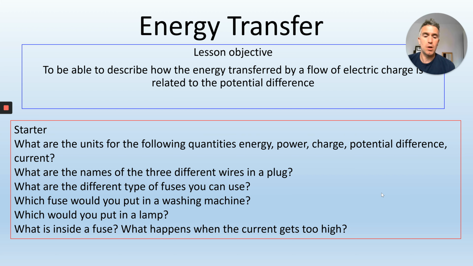What are the units for the following quantities? Energy, power, charge, potential difference, and current. What are the names of the three types of wire in a plug? What are the different types of fuses you can use? Which fuse would you put in a washing machine? Which would you put in a lamp? And what is inside a fuse? What happens when the current gets too high? Pause, write down your answers, and then unpause and check.